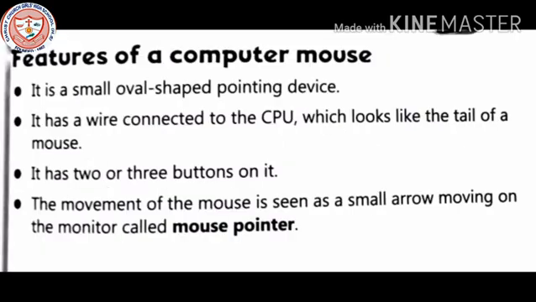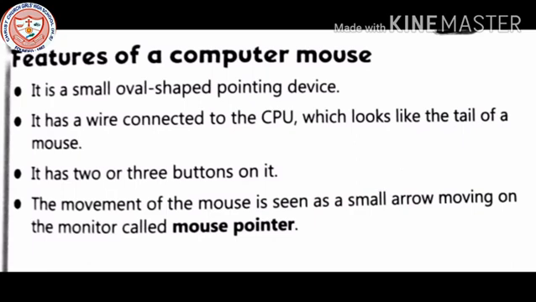Now let's learn what the features of a computer mouse are. See the very first point. What does the very first point say? It is a small oval shaped pointing device.